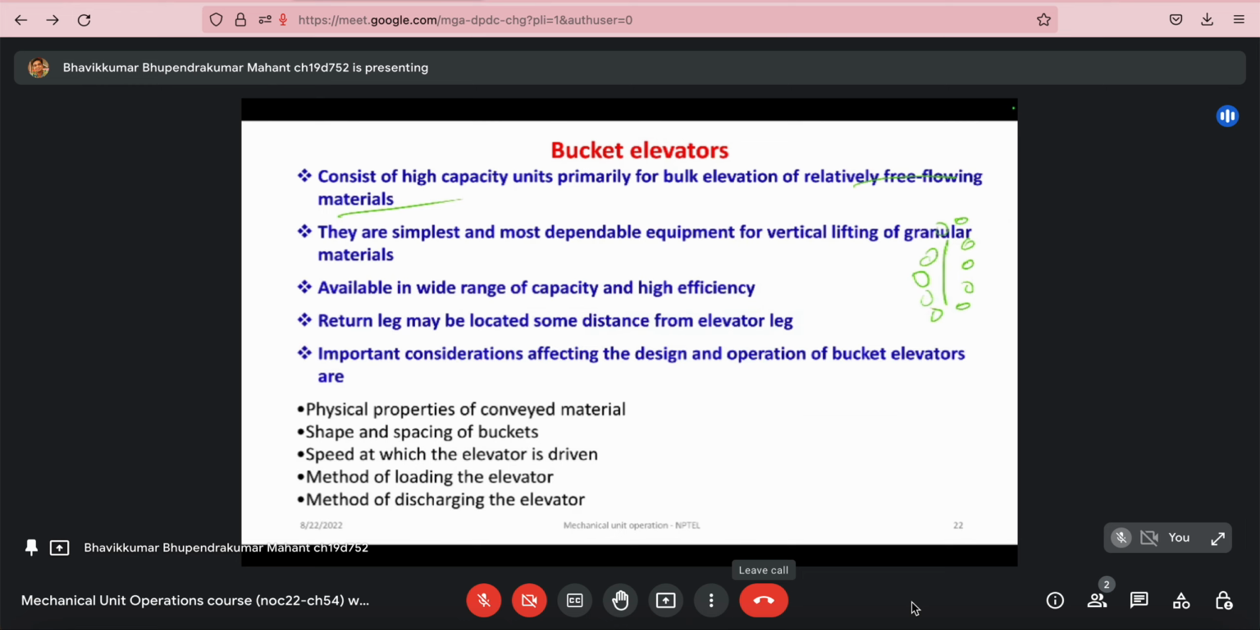For design and operation purposes of these elevators, we need to consider some properties of the material, the shape and spacing of the buckets, the speed at which the elevator is driven, the method of loading the elevator, and the method of discharging the elevator. All these things you need to understand when you design a bucket elevator for a particular operation.